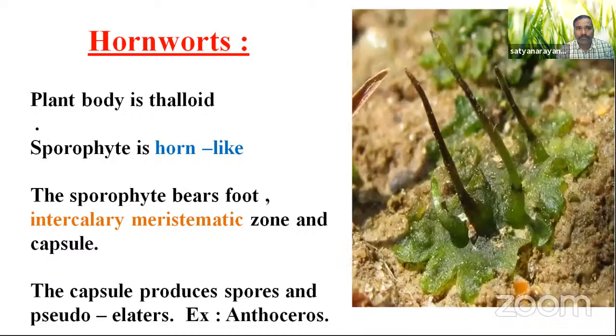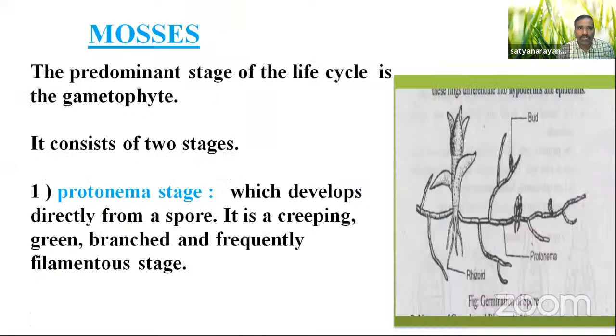Now we'll see the third class, mosses. Generally, this is the class Bryopsida. The Bryopsida plants are called mosses. In mosses, if you look at their life cycle, the dominant stage is the gametophyte. In all bryophytes, the dominant stage is the gametophyte, and the partially dependent stage is the sporophyte. The gametophyte develops in two stages. The first stage is called the protonema stage. The second stage is called the leafy stage or developed stage.